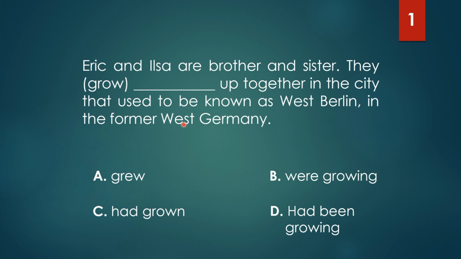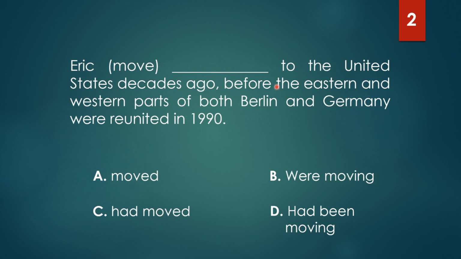So the answer is simply past simple. Number two, Eric to the United States decades ago, before a moment in the past. Well, this should be past perfect: before the eastern and western parts of both Berlin and Germany were reunited in 1990. We have one action, the eastern and western parts of Berlin and Germany reunited, and Eric moved to the United States before this. So this moving to the United States should be in past perfect, had moved.